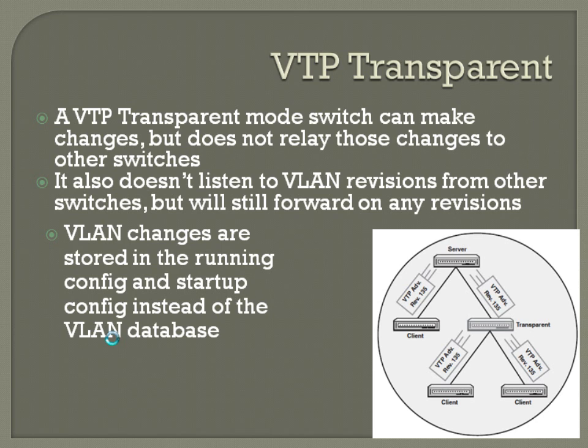This little graph on the right, though, is kind of important for understanding it. So you've got one transparent switch right here. Everything else, you've got a single server and all these clients. It is important to note that even though the transparent switch is not participating in the VTP revision changes the server is sending out, it will still forward those changes on to any other switches that are connected to it. So it receives this VTP advertisement with revision number 135. It ignores it completely, but it does go ahead and send it out these other ports to these other client switches so that they can propagate the necessary changes.